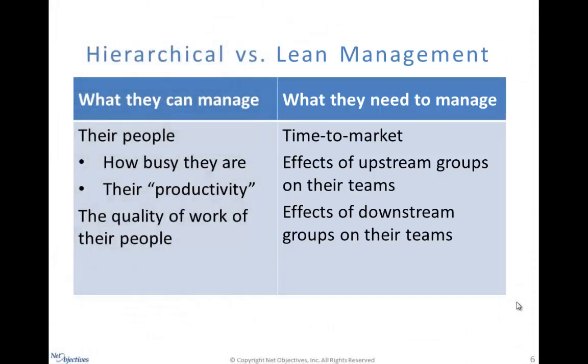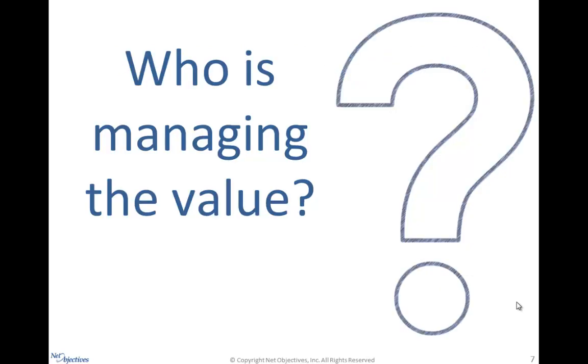We do try to manage it, but we manage it in an indirect manner because we really don't see this so much. So the question is, who's managing the value? And what happens when we don't manage the value as well as we might?